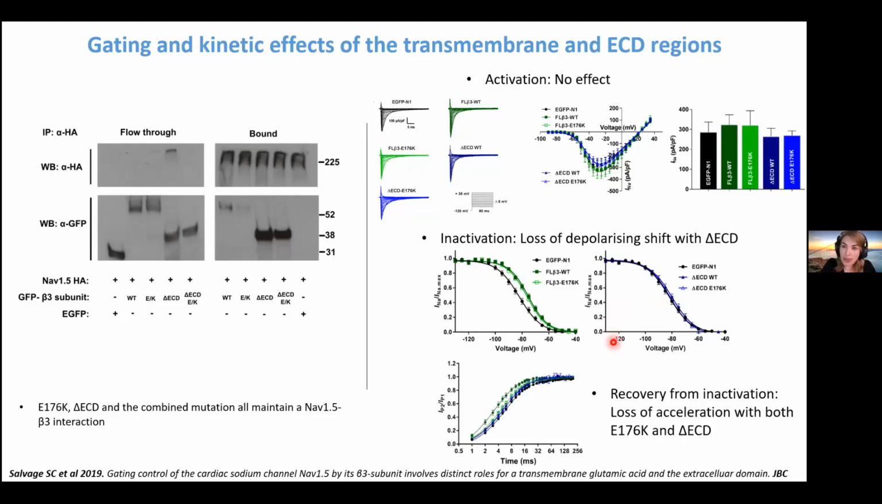And then we also looked at recovery from inactivation. So as before, beta 3 accelerates this process. Now we find that the E to K mutation in the transmembrane domain and the loss of the extracellular domain both confer a loss of acceleration, which implies that perhaps the transmembrane region is binding somewhere in proximity of domain 3, close to that S3-4 linker that's controlling recovery from inactivation.